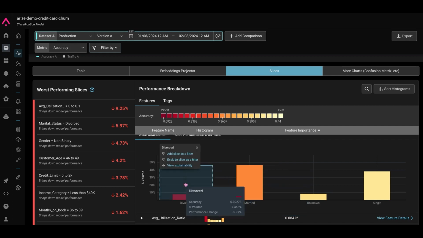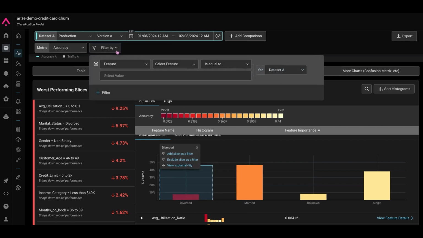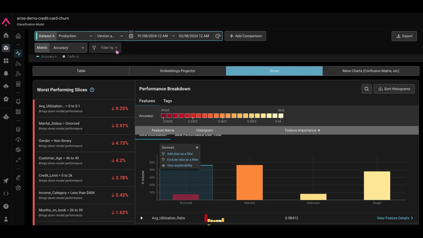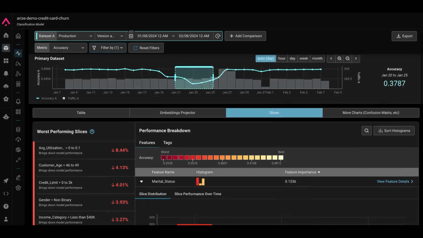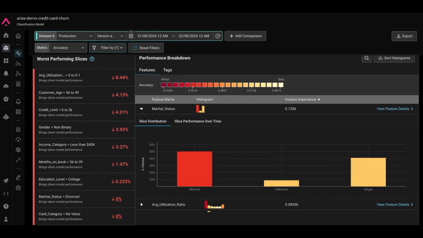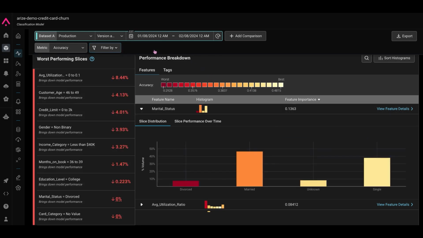So what I can do is actually exclude this slice as a filter. I can also view explainability and I can add the slice as a filter. What these filters are, essentially you can filter by given features and see how that impacts performance. So let me exclude this slice here. So I'm excluding it, essentially adding a blocker to the data, and our accuracy did improve a few percentage points by obscuring that. Now, it didn't have a ton of volume, so that could explain why the performance didn't jump higher, but it did account for a few percent.